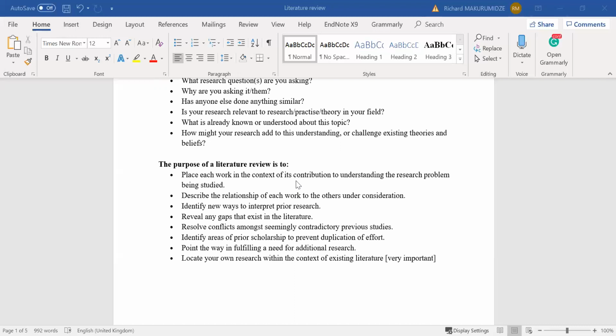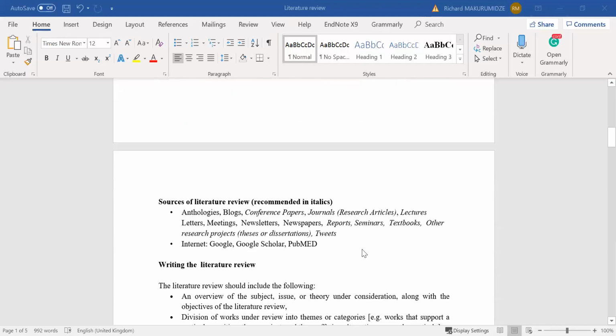You review any gaps on what has been done and what is not known. You try to resolve conflicts. If there are several studies which have been done looking into one issue, as you write your review, you also try to resolve these conflicts or differences between studies which have been done. You also need to identify areas of prior scholarship to prevent duplication of effort. Remember, as I said, if something has been done, in most cases there's no need for you to repeat it. But usually this applies to literature research at a higher level. Then point the way in fulfilling a need for additional research. Locate your research within the context of existing literature.